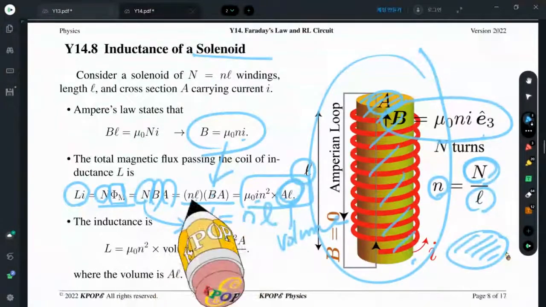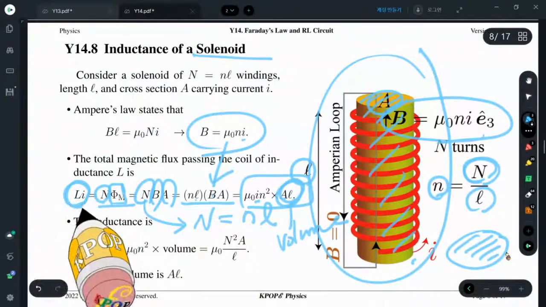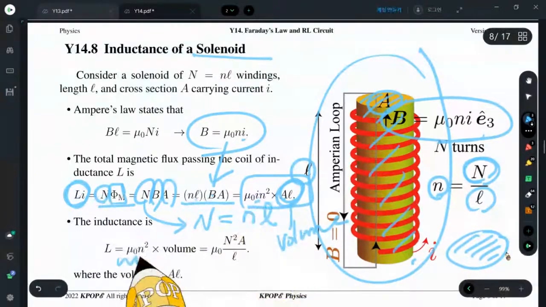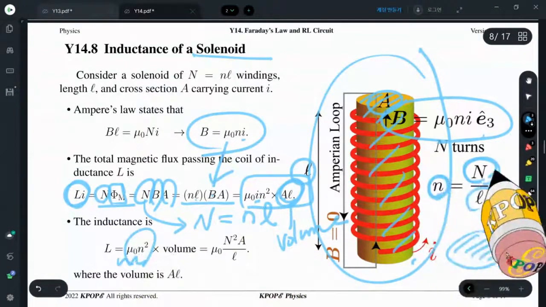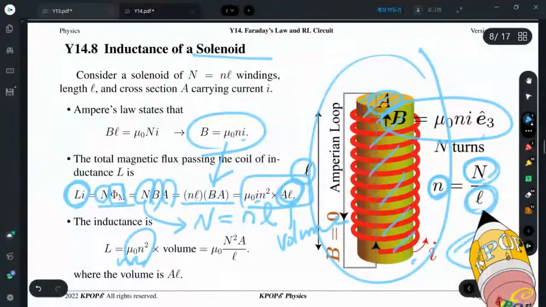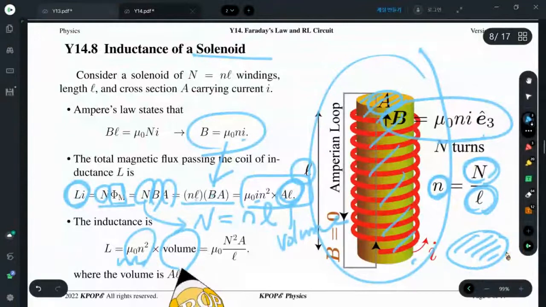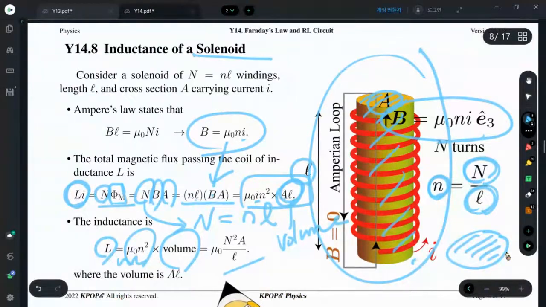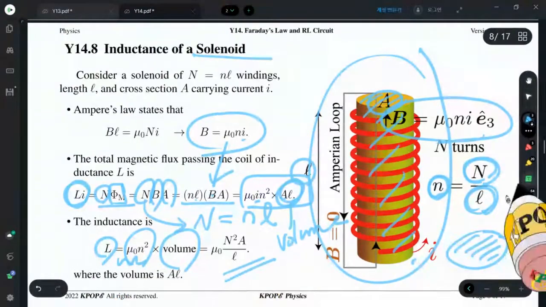So in here, I can be removed. We have mu 0 n squared, where n is the total number of turns divided by the length of the solenoid, multiplied by volume, is the inductance. So you had better remember this formula.